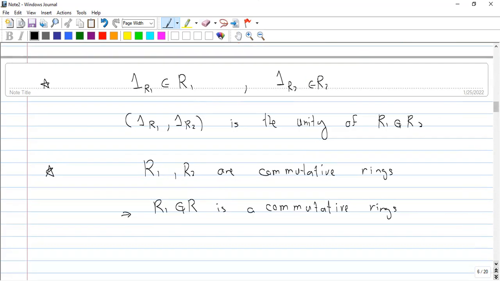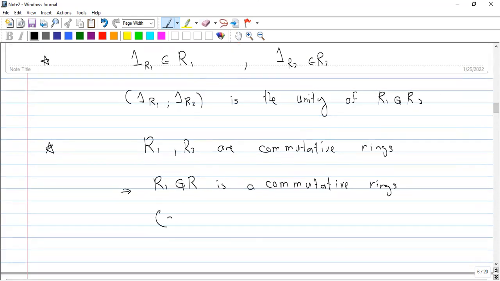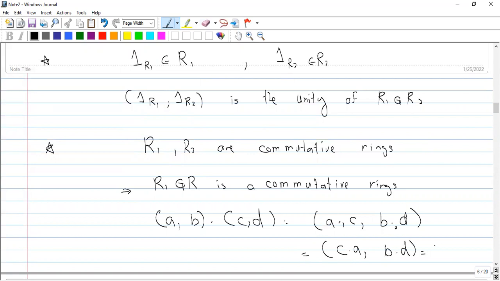And why is this commutative? Because if you multiply AB with CD, here you need to multiply A with C and B with D. Since multiplication on R1 is a commutative operation, this is equal to CA. Multiplication on R2 is a commutative operation, this is equal to BD. So this is equal to CD and AB.